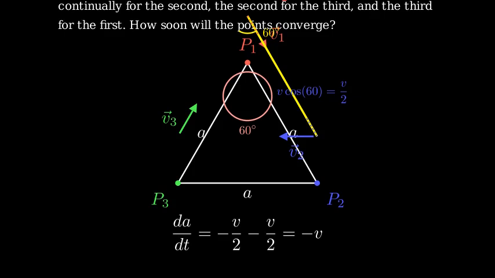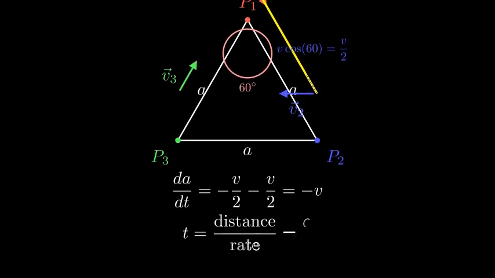Similarly, the component of P2's velocity toward P1 is also v over 2. Together, these cause the side length to decrease at a rate of v, since both points are moving toward each other. Now we can determine the time until the points converge. The side length decreases at a constant rate of v. Since we need to find how long it takes for the side length to reduce from a to 0, we can calculate the time as distance divided by rate, which gives us a over v.